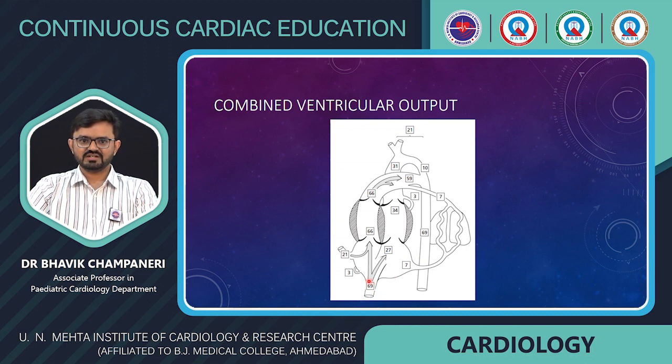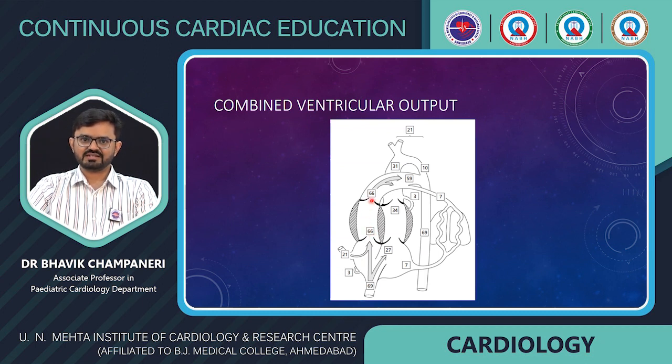So as you can see here, nearly 70% of combined ventricular output comes from the IVC. So nearly 2/3 of combined ventricular output is coming from the IVC, and 1/3 comes from the superior vena cava. And as you can see here, the right ventricle provides 66% of combined ventricular output.